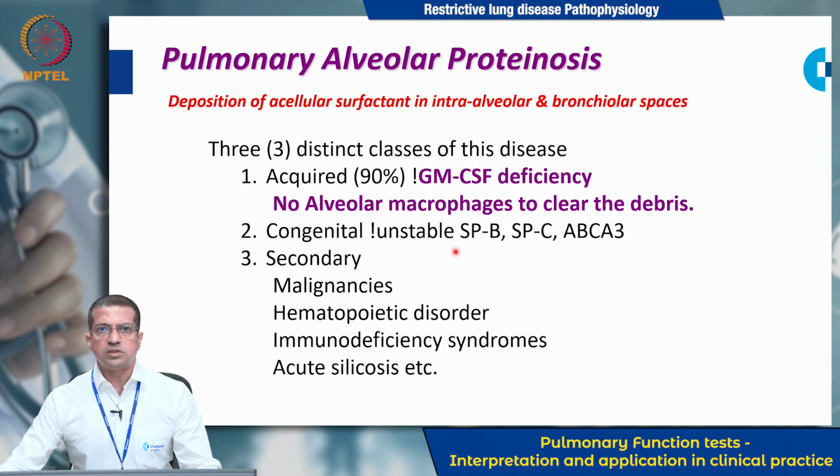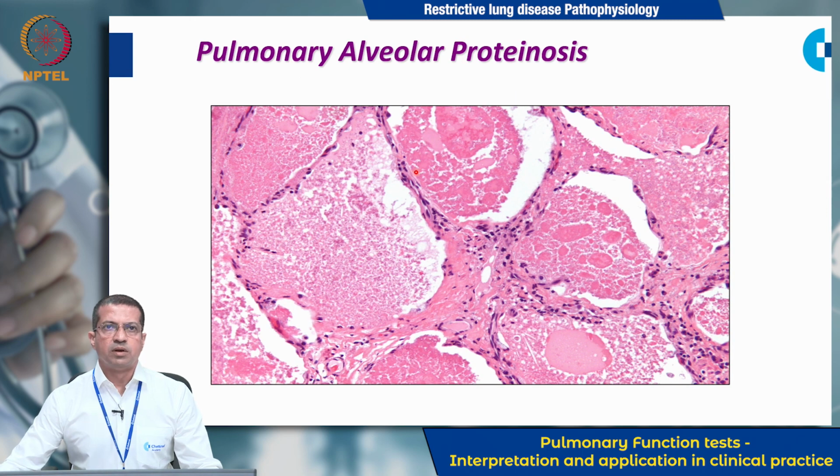The other 10% of causes are due to abnormal surfactant proteins which are misfolded and are not being degraded well in the alveolar space. And in some hematopoietic and immunodeficiency disorders, the macrophages are not formed properly and cannot clear the proteins that accumulate in the lungs. So they end up getting a restrictive lung disease. Here is the picture. You can see the alveoli filled with proteinaceous substance, thereby decreasing the volume of the lung, that is, the vital capacity of the lung.